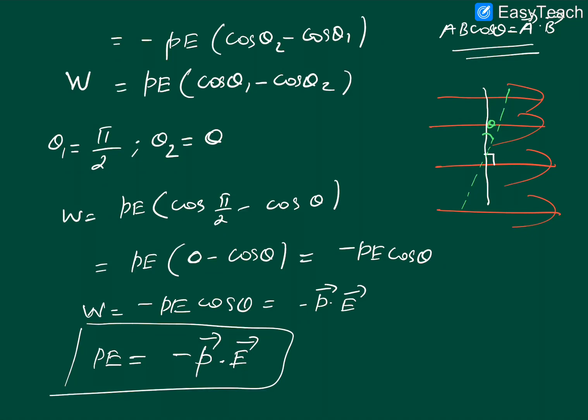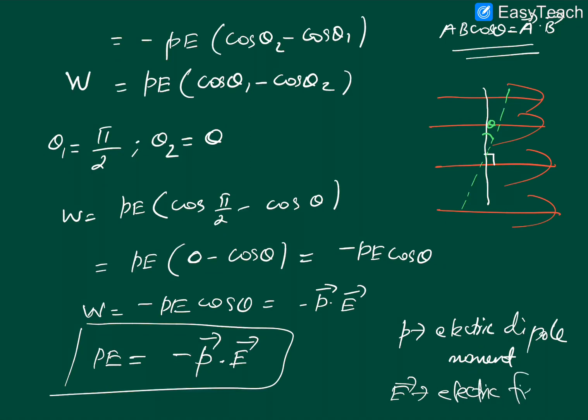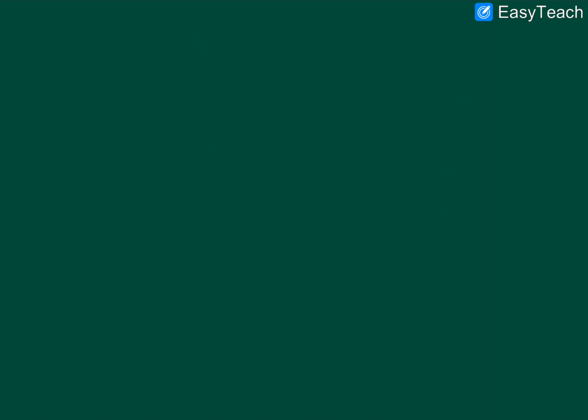This is PE is potential energy. Don't get confused. Left side PE is potential energy short term and right side minus P dot E, where small letter P is the dipole moment. You already know, electric dipole moment. E is the external electric field. Okay, so this is the expression for potential energy of a dipole in an external field. PE is equal to minus P dot E. So you got potential energy is equal to minus P dot E for a dipole.